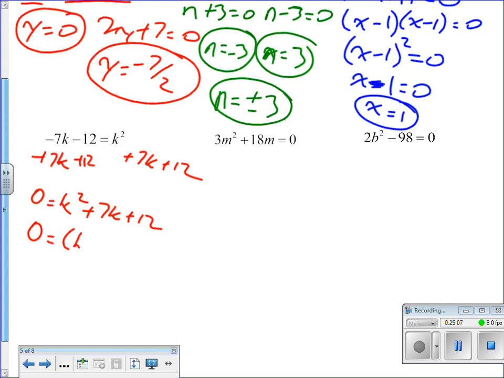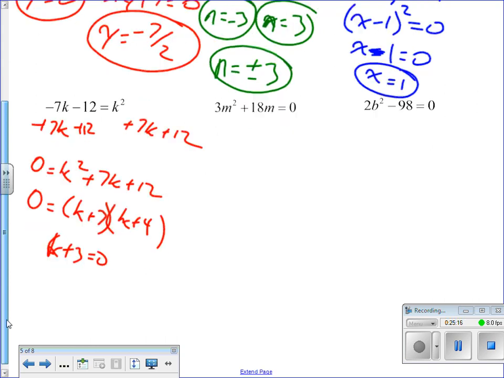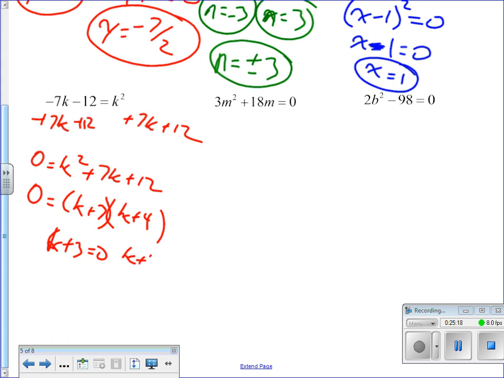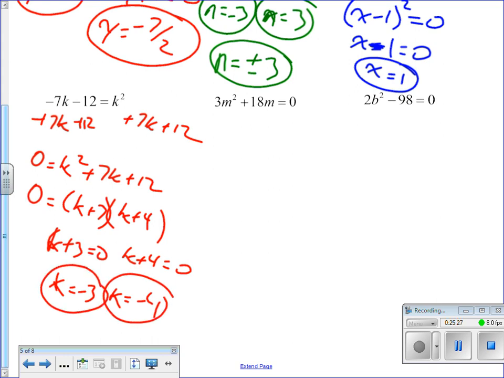So this one, 0 equals k plus 3, k plus 4. So k plus 3 is equal to 0, and k plus 4 is equal to 0. K equals -3, k equals -4. Like I said, you can do it, but you have to do the X box. It's not easy. It's much easier if your X squared is positive. Okay, next one.